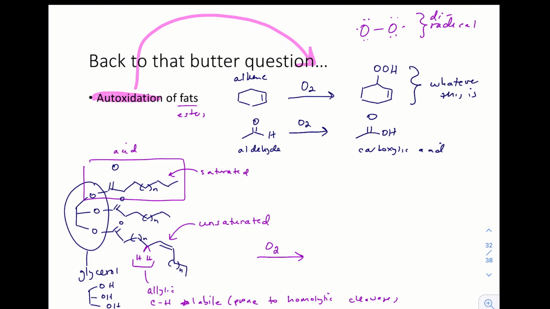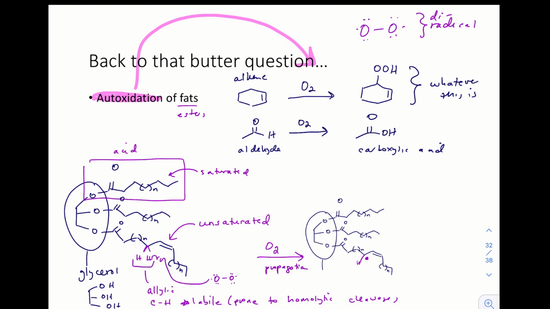This radical exists. And what can happen here is the following. One of these allylic hydrogens can react with oxygen from the atmosphere to form a delocalized allylic radical. You can draw the resonance structure.